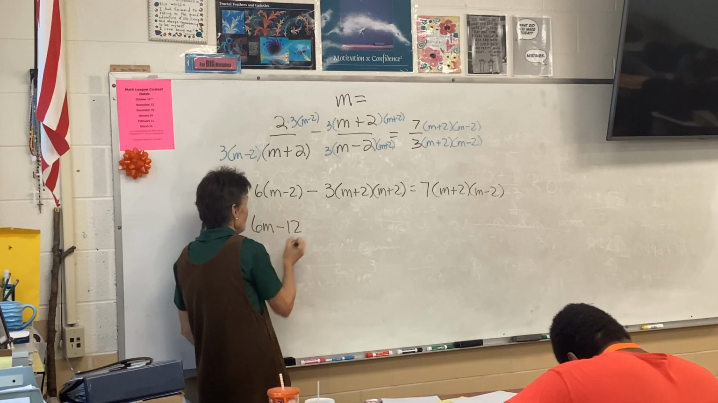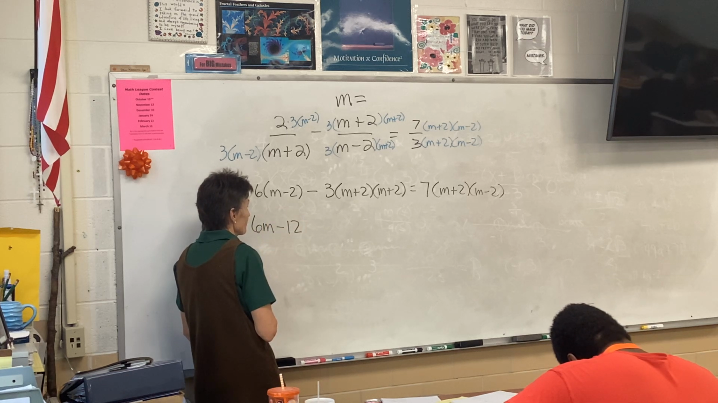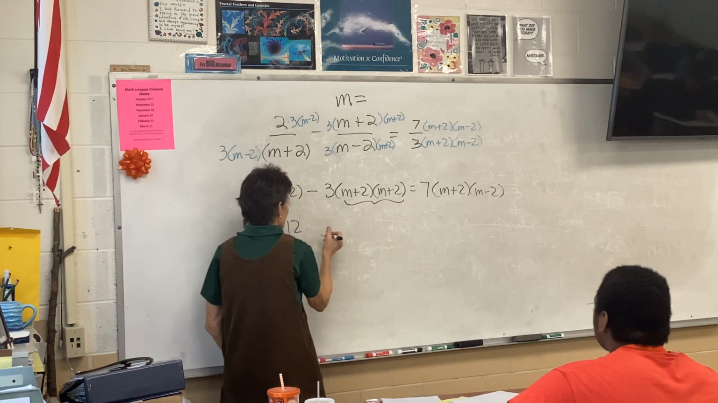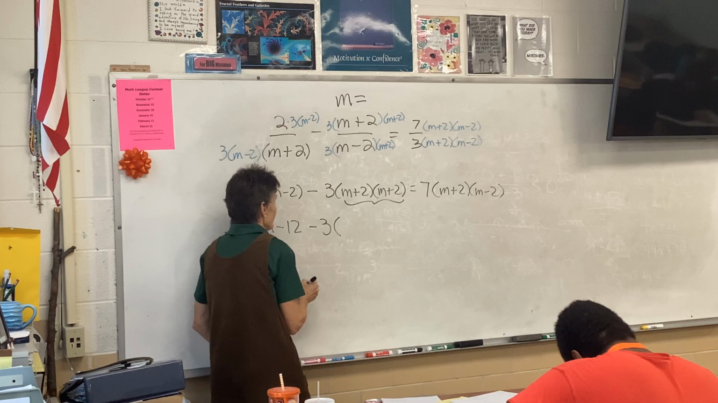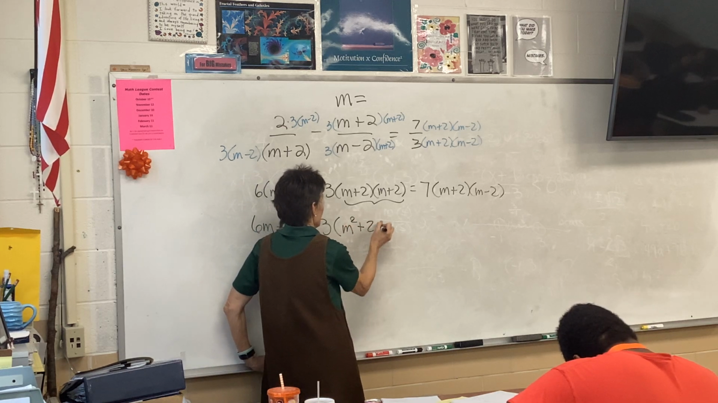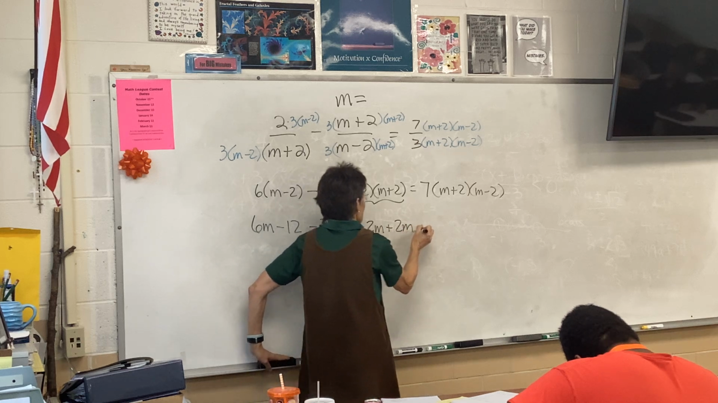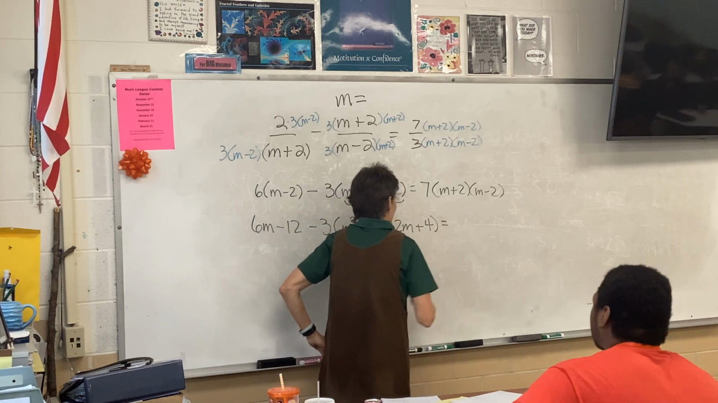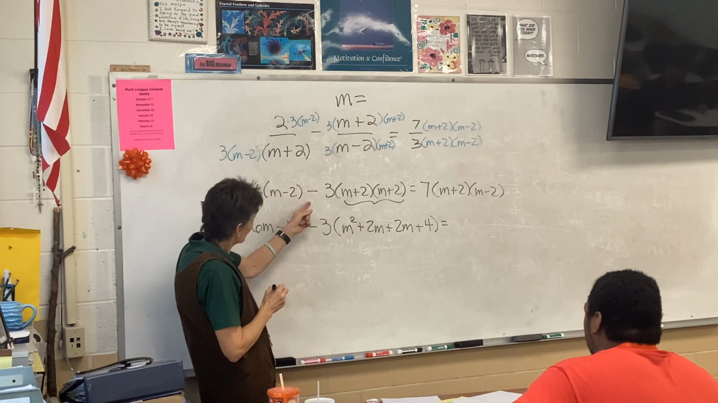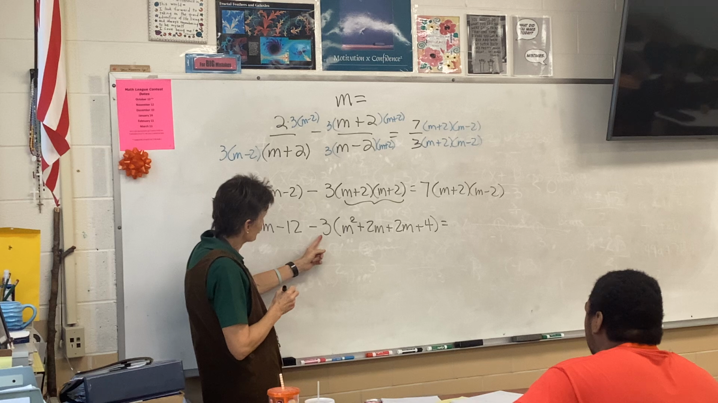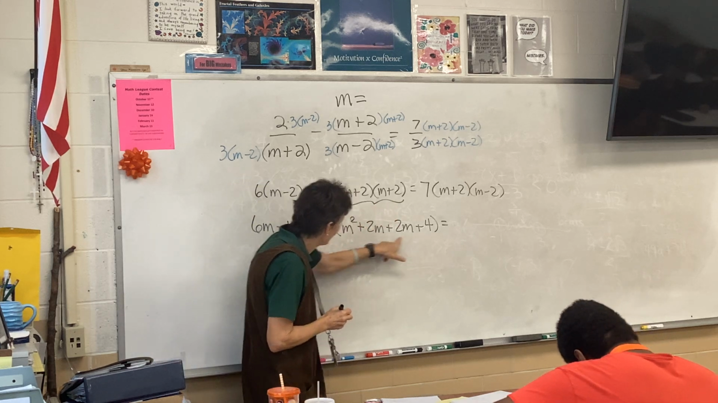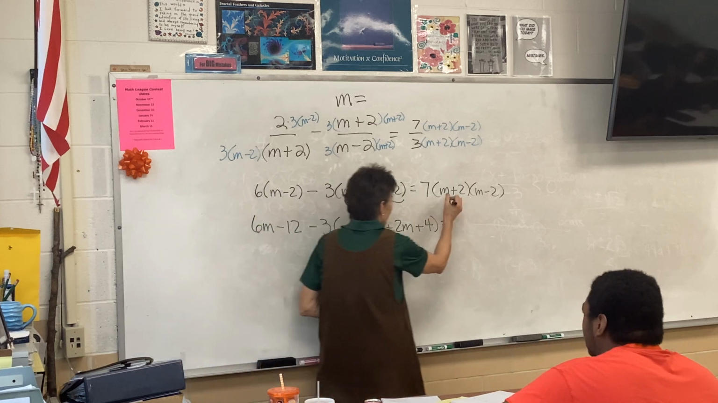6m minus 12. Go ahead and foil those together. So that'll be m squared. So I distributed here. Now I have minus 3, and then I foiled all that, and that's what I have in there. And then I'm going to foil this.